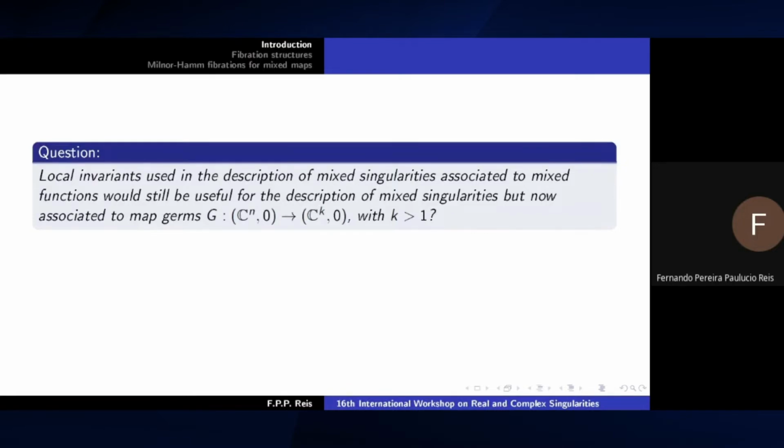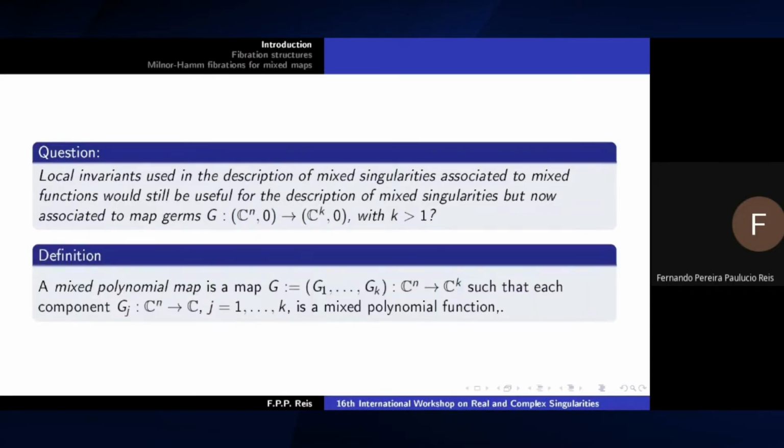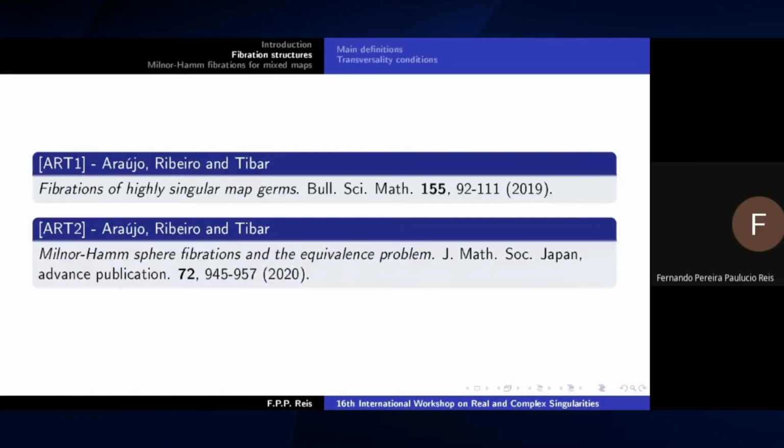In this sense, we consider the class of singularities called mixed maps. A mixed polynomial map is a map from C^n to C^k such that its component g_j from C^n to C is a mixed polynomial function as previously defined. In general, in the target space, the germs of sets g of the singular set of g and the image of g may not be well defined. The authors Araújo, Ribeiro, and Tibăr make it clear in the next definitions.